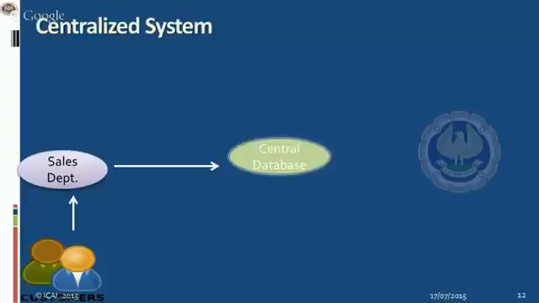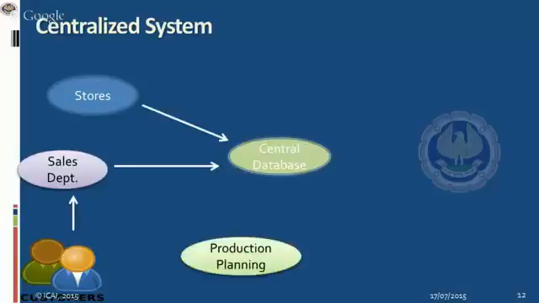So the sales department will go directly to the central database. Even if they wish to go to the stores department, they have to go through the central database only. Stores is connected with the central database. Production planning is also connected with the central database.